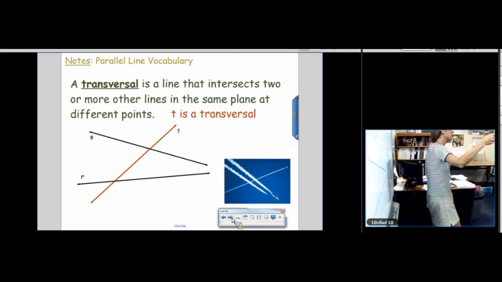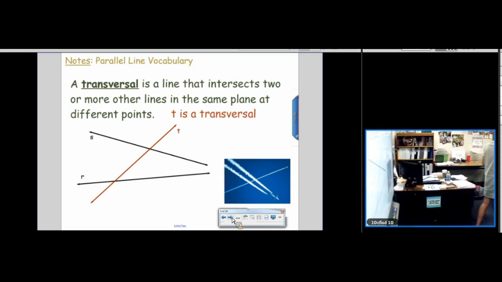Okay, next word. Transversal. Say it out loud. Transversal. Very good. Write the word. Switch colors. You don't have to, but I think colorful notes are more fun to study than black and white. Brightens up your day. You know what I'm saying?